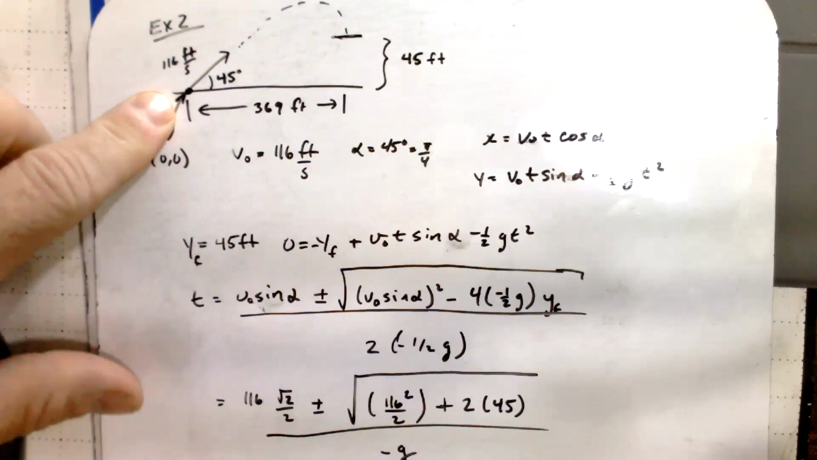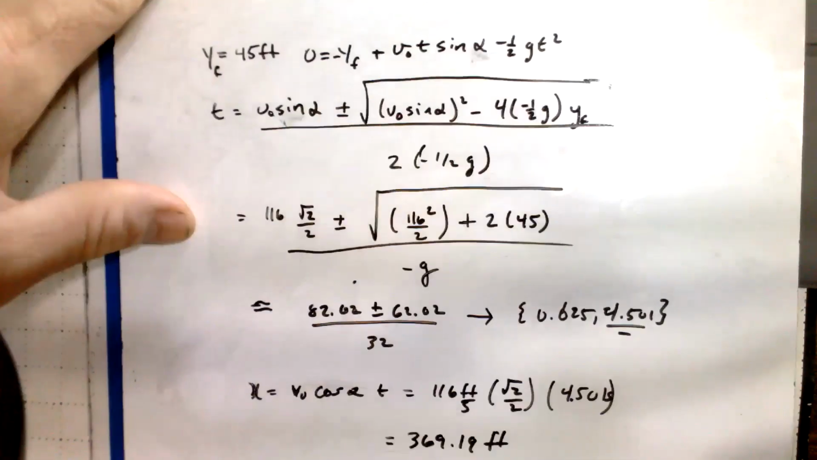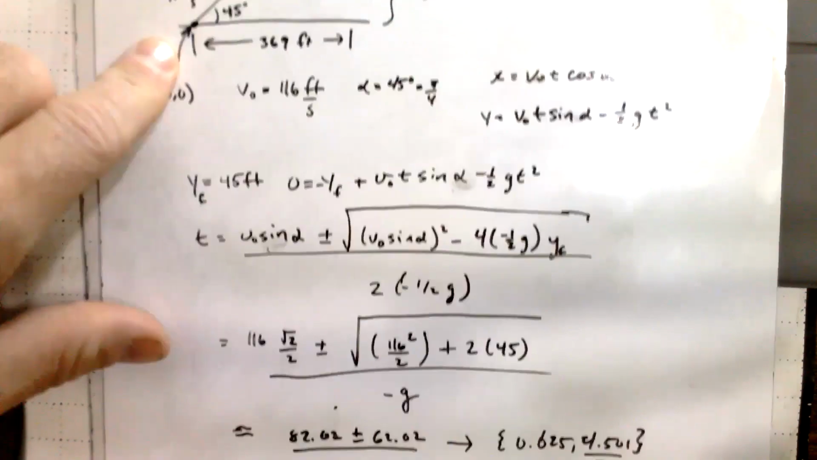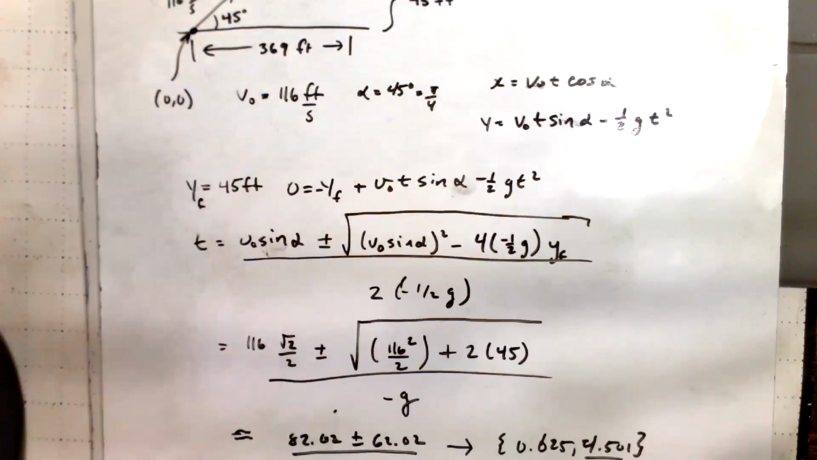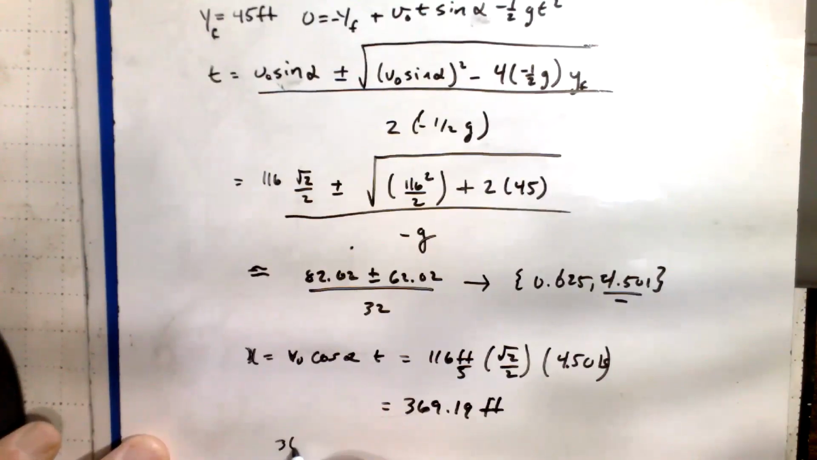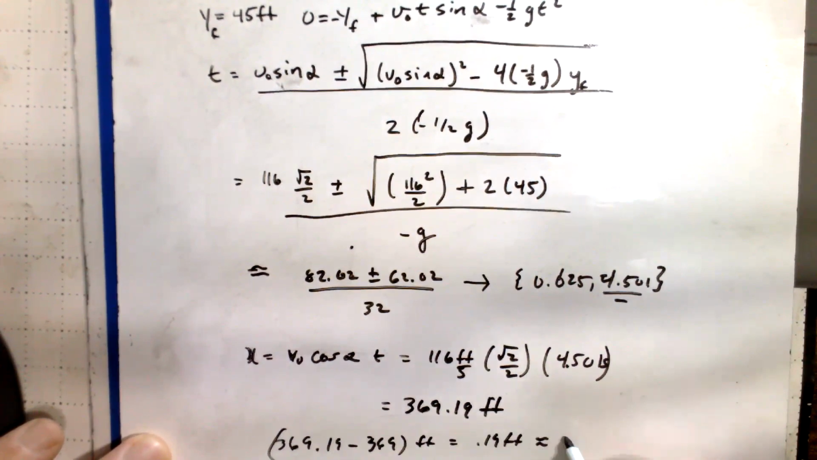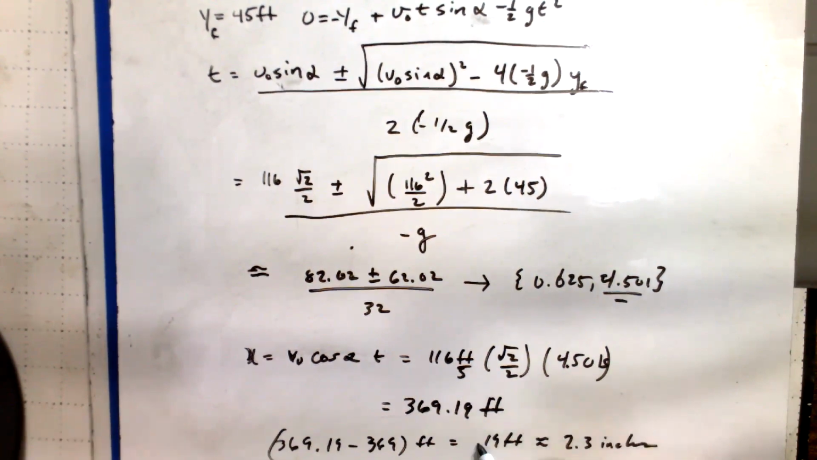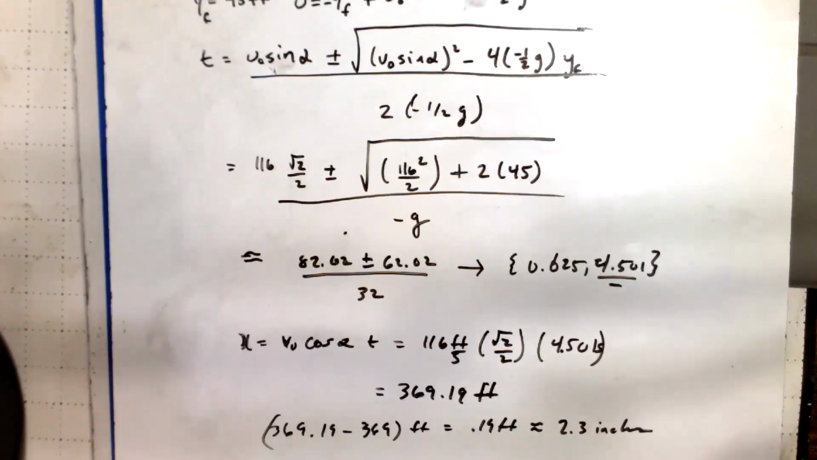So that's how far it went. Going back to our original one, that's really close. It went 369.19 feet. Our original one had 369 feet. So the difference is 369.19 minus 369 feet, which is 0.19 feet, approximately 2.3 inches. So it's super close. That's a heck of a shot. All right, I hope that was helpful, and I'll see you in the next video.